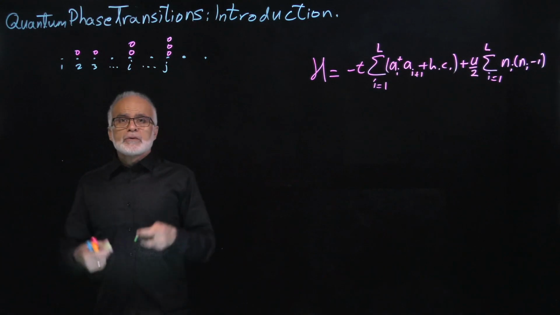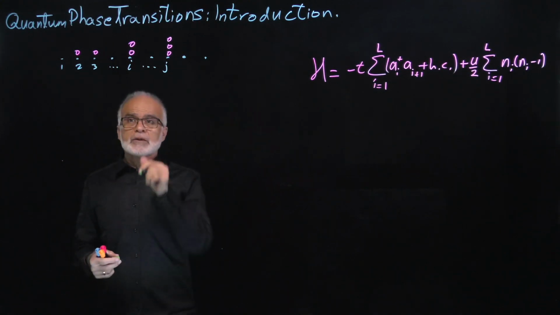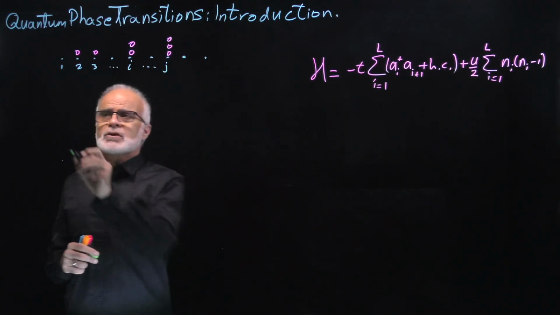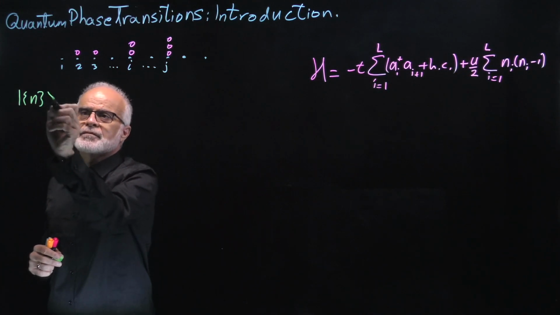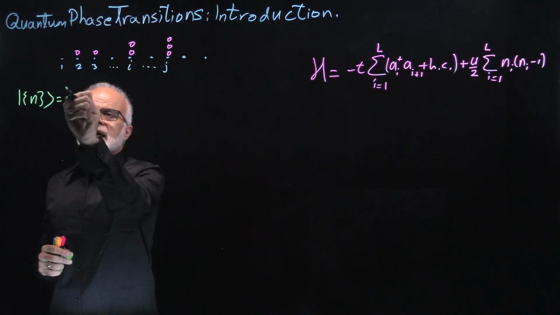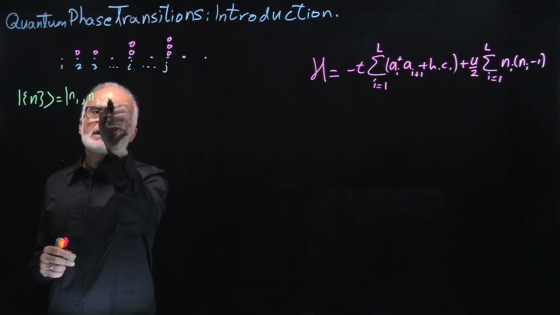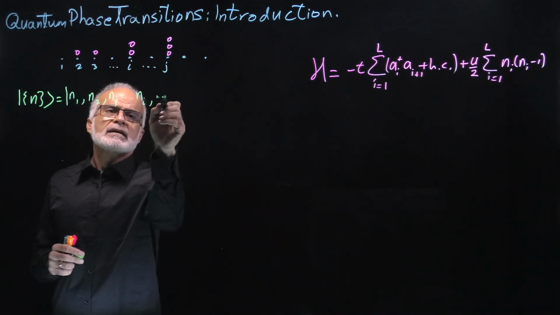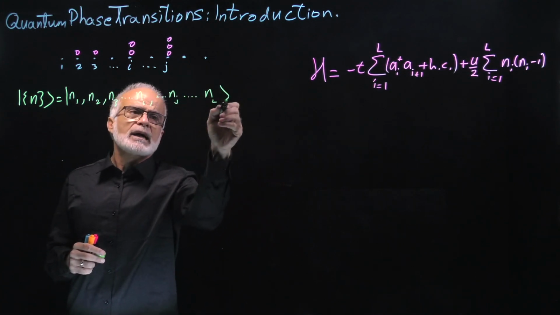So now we want to do calculations. To do calculations, since we have the Hamiltonian, now we need the quantum state. We need to describe the quantum state. So let us define this notation. This is the quantum state, and it is given by |n_1, n_2, n_3, ..., n_i, ..., n_j, etc., all the way up to n_L>.